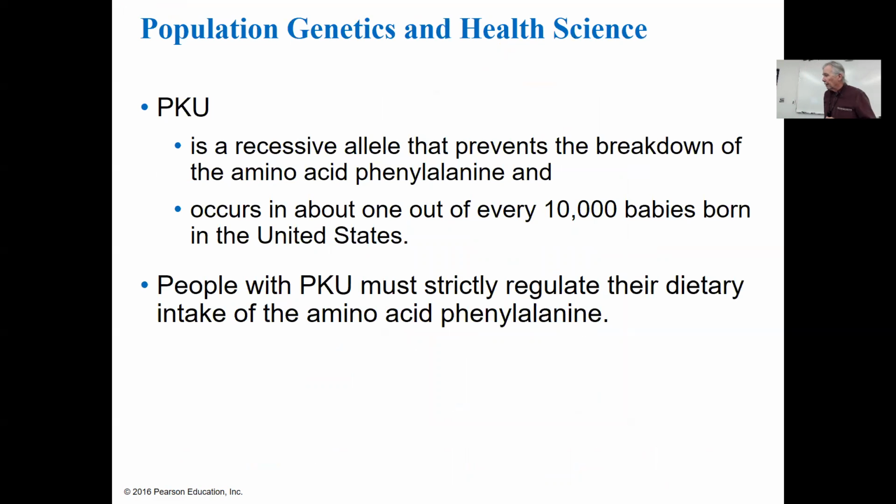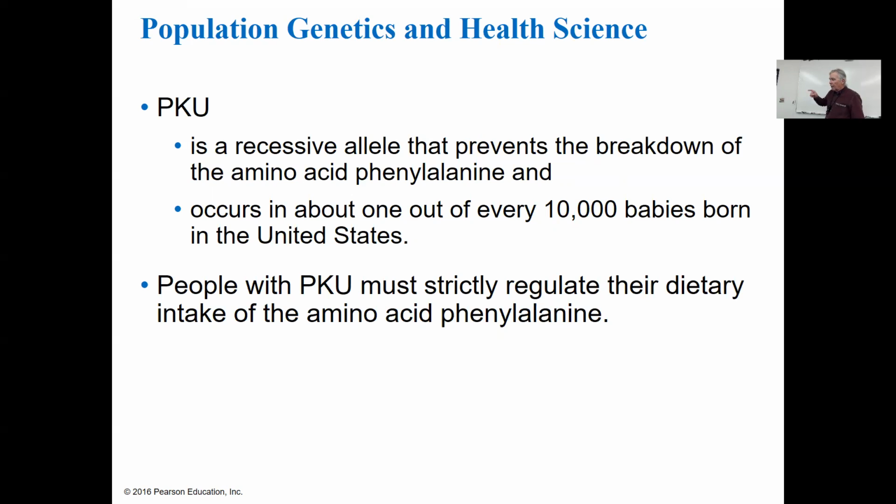PKU, phenylketonuria. The recessive allele prevents the breakdown of the amino acid phenylalanine, and untreated it will lead to massive mental retardation. It's treatable, and I think I've mentioned this in an earlier lecture, every one of us was tested for this within moments of our birth. They take a little blood from our heel and run tests. Because it's treatable, as long as you avoid phenylalanine or are careful about how much you have, you can live a normal life, with normal intelligence.